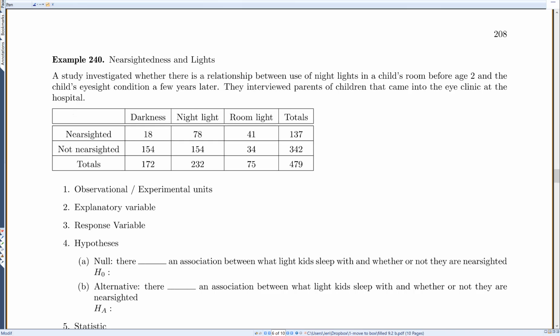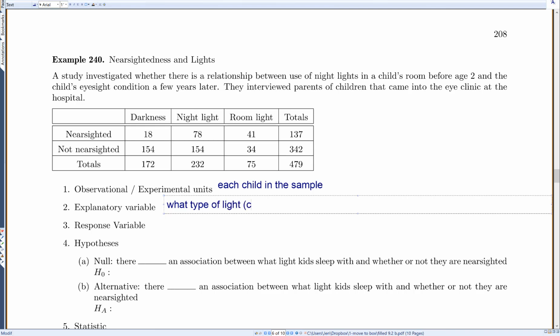So we have children that were in darkness, night light, and room light, and then they're either nearsighted or they're not. So what are our observational or experimental units? And I put it there because if it's an observational study, they're called observational units. And if it's an experiment, then they're called experimental units. Okay. So in our case, either way, the units are going to be each child in the sample. The explanatory variable is what type of light, and that would be categorical. And there are 3 categories.